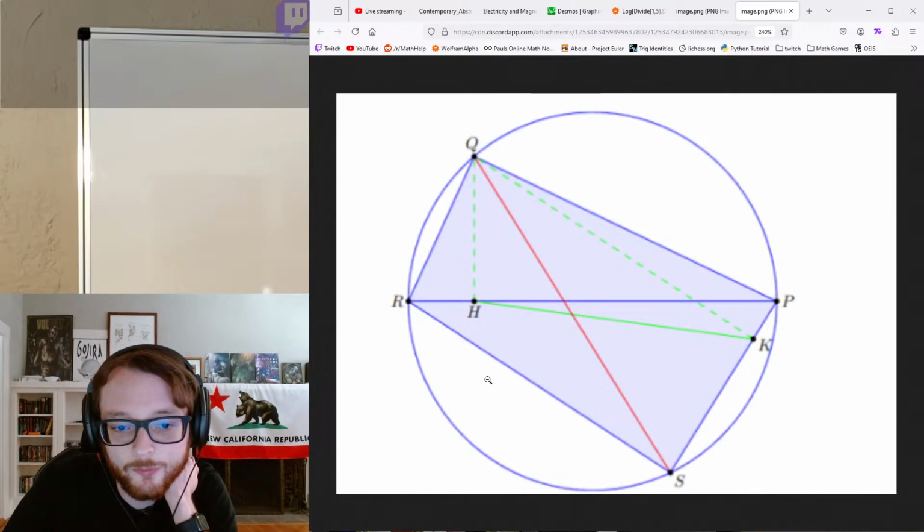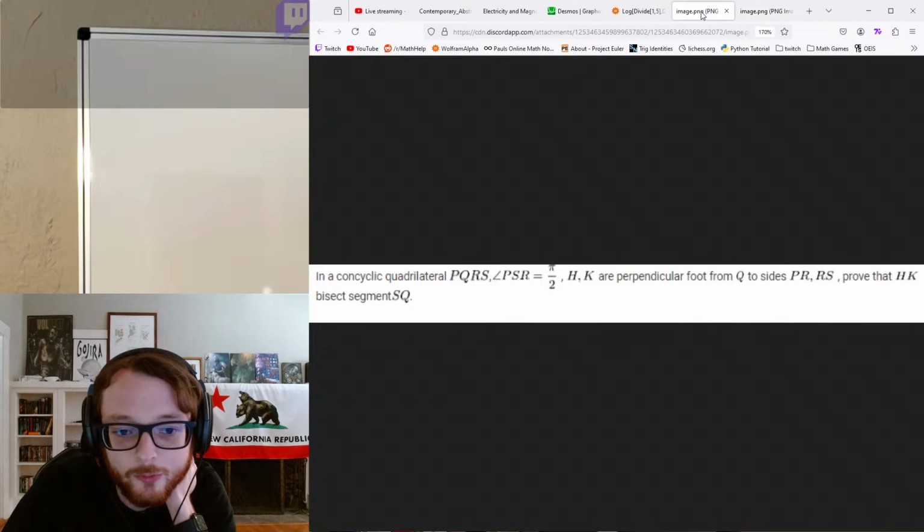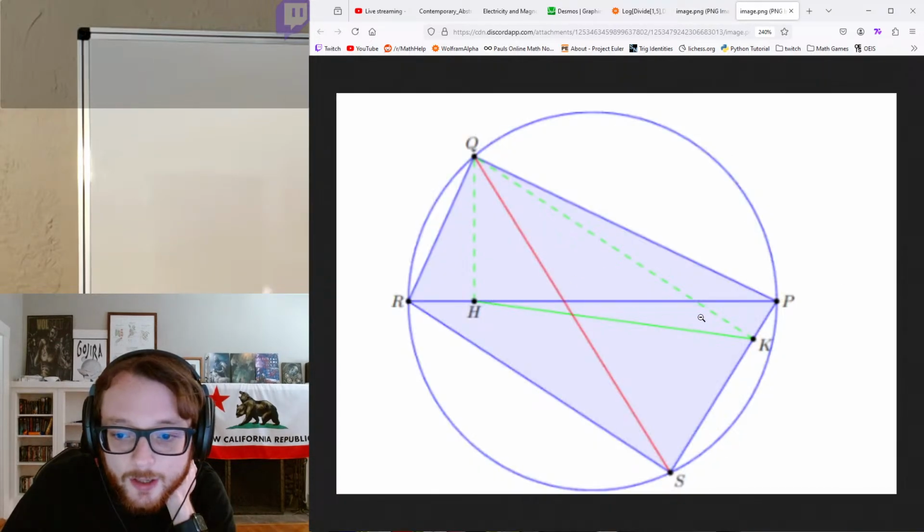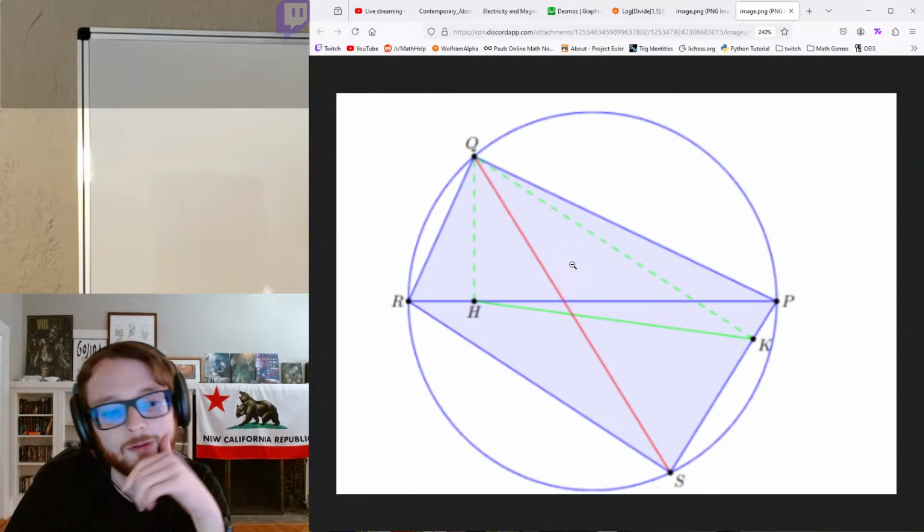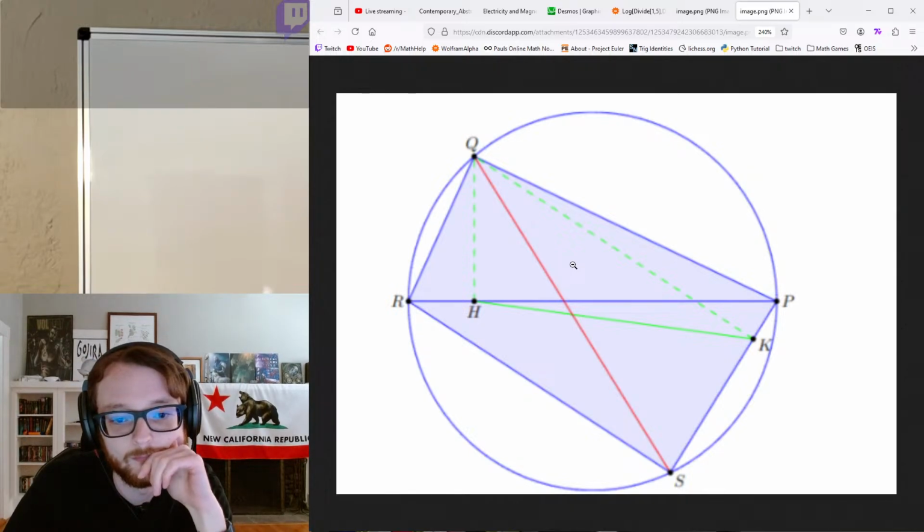So our right angle's down there. Wow. And we want to prove HK bisects SQ. So this green solid line bisects the red solid line. Yeah, I don't know how you even start with this.